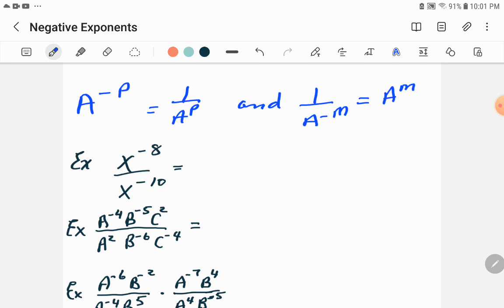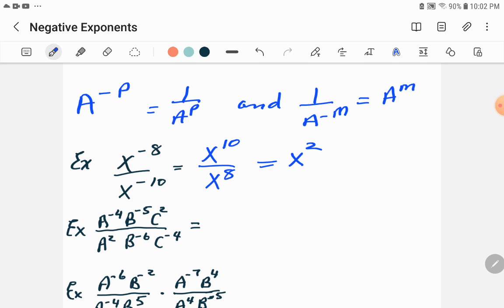Okay, so let's look at our first example. We have x to the minus 8. So that becomes positive if we move that power and variable down to the denominator. And x to the minus 10 becomes positive if we bring that up to the numerator. And now we could use the quotient rule. So 8 from 10 leaves 2, so our final answer is x squared.